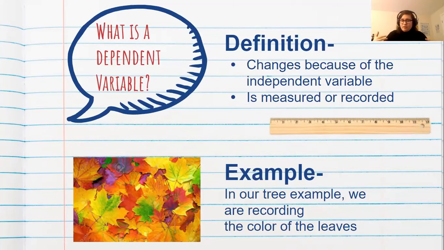Another way that I like to remember the difference between the independent variable and the dependent variable is that the independent variable is what comes after the if in the if-then statement, and the dependent variable comes after the then in the hypothesis statement. So for instance, we have, if the amount of daylight decreases, then the leaves will change color. So that if, independent, sunlight, then leaves, dependent. They link together that way.